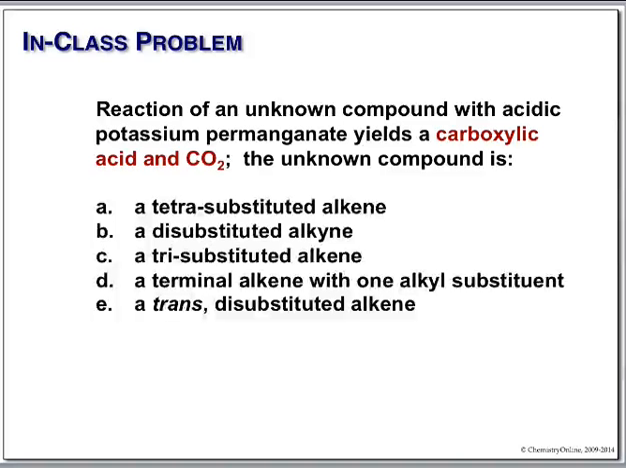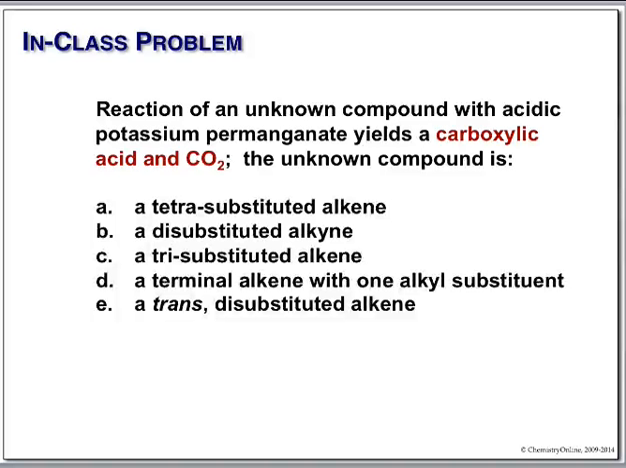This one's kind of cute. We take a compound, we do permanganate oxidation. We wind up with an acid and CO2. So what kind of compound was it? Was it tetrasubstituted, disubstituted, trisubstituted, or terminal with one alkyl substituent? Remember, we get CO2 whenever we have a CH2 group.